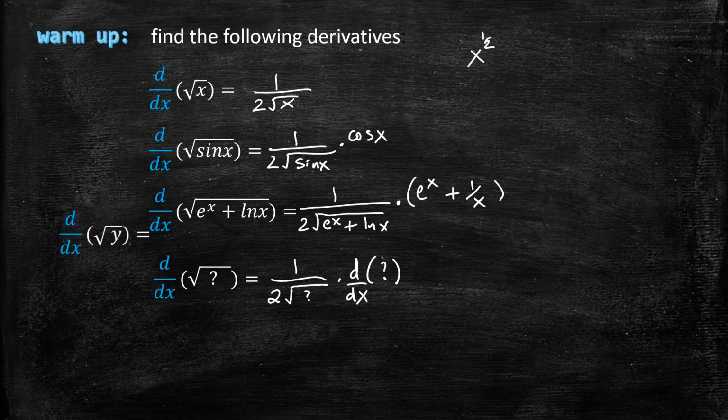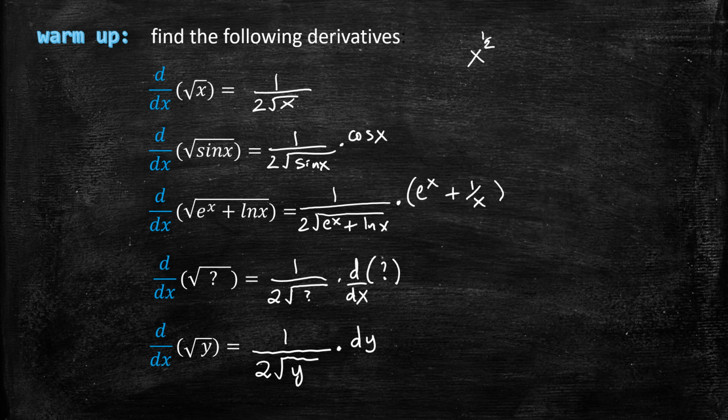Well, following that reasoning, what should we do here if that inner function is y? We know that y is related to x, so we know that we can find its derivative. It's not a constant, so we would put 1 over 2 root y times the derivative of the inner function, which is just dy by dx.